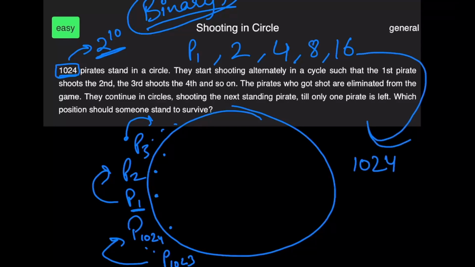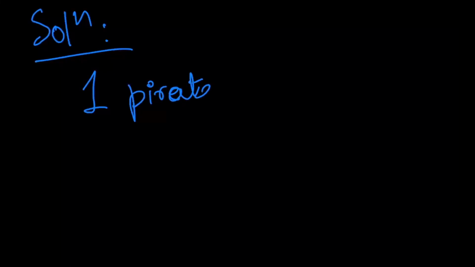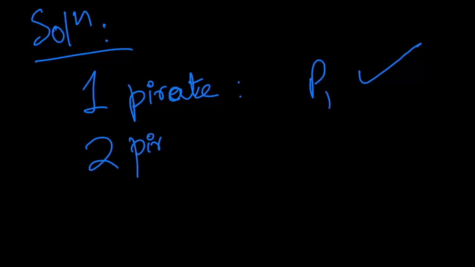To think about the case where there's 1024 pirates. First of all, think of the case where there's only one pirate. Well, in that case, since P1 is the only pirate, he's going to survive, right? Now consider the case where there's two pirates. What happens in that case is P1 kills P2. So we end up with pirate 1 surviving.